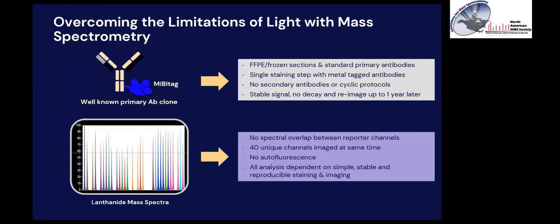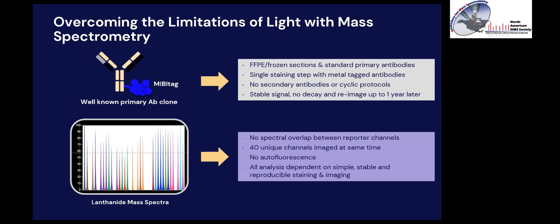But what advantage does this have over the limitations of multiplexed IF? Well, like I said, we're using FFPE or frozen sections, and we have standard primary antibodies. So it's a simplified workflow. There's only a single staining step with the metal tagged antibodies, as opposed to cyclical staining steps that you would need to achieve that level of multiplex with immunofluorescence. We don't have secondary antibodies, and we have a stable signal that we can image on that tissue sample for up to a year later on.